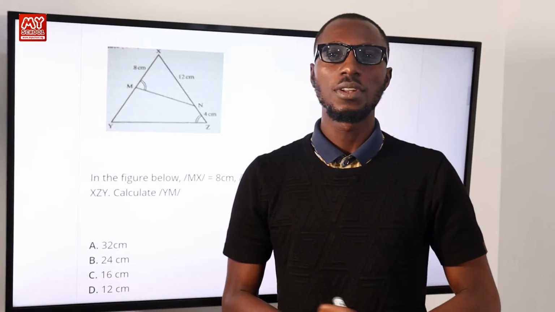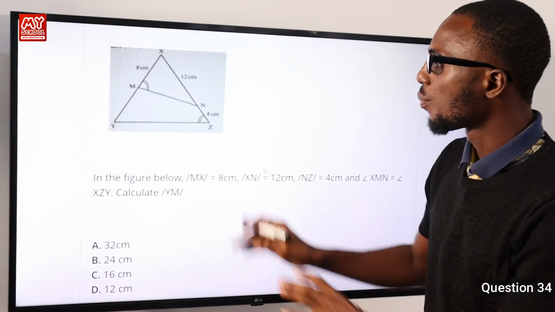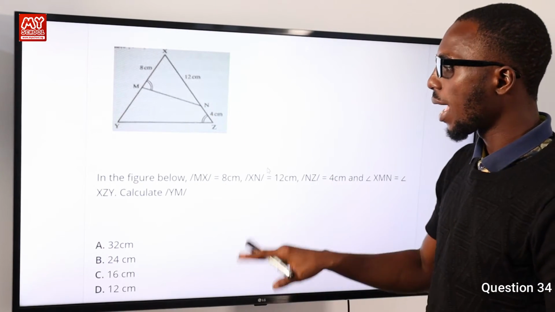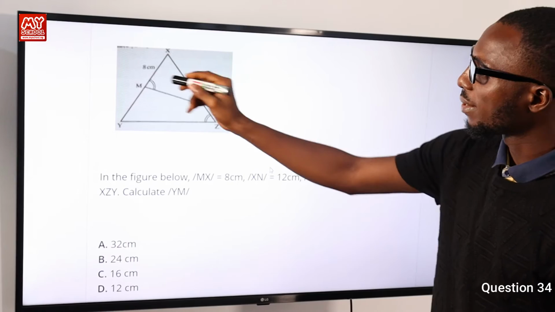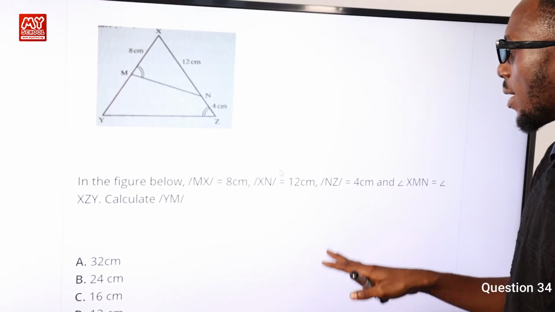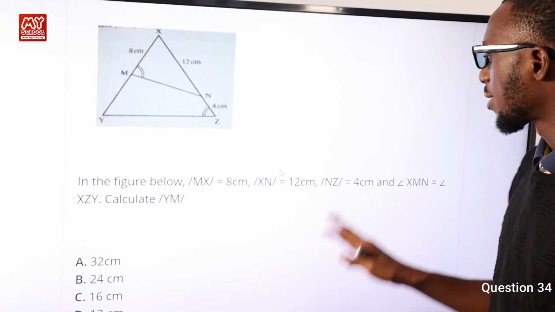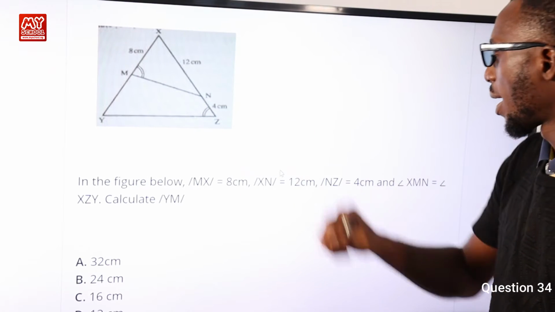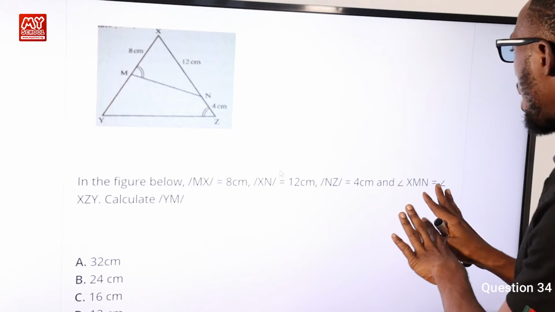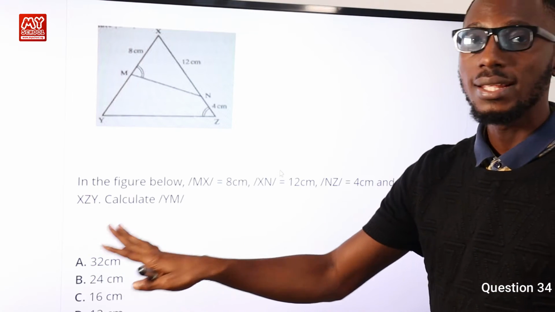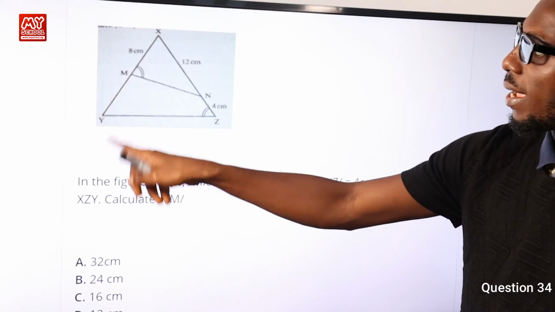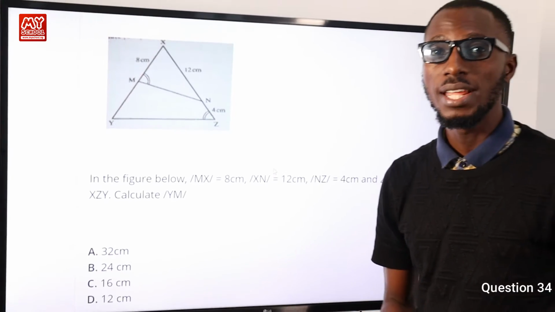So join me as we tackle question number 34. So we have the figure, we have a diagram here. In the figure above, MX is 8 centimeter, and XN is 12 centimeter, NZ is 4 centimeter, and angle XMN is equal to angle XZY. Calculate side YM. Okay, this is very easy to tackle.